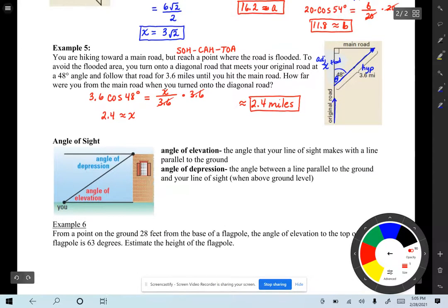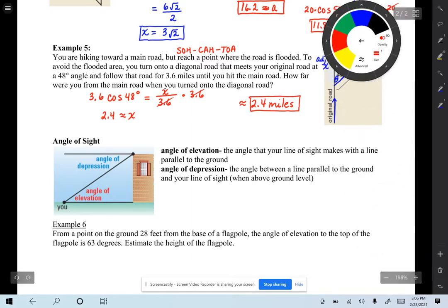All right, in our last little topic, it's called angle of elevation. The angle that your line of sight makes with a line parallel to the ground is known as the angle of elevation. So this right here, this angle makes an angle with the line parallel to the ground. The other one is the angle of depression. And both of those angles are equal. That's the angle between a line parallel to the ground and your line of sight. Okay. So I'm going to erase that. And then we are going to do a problem.